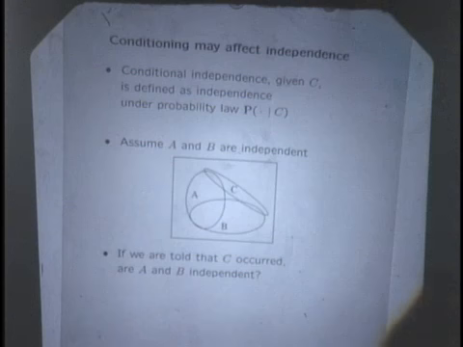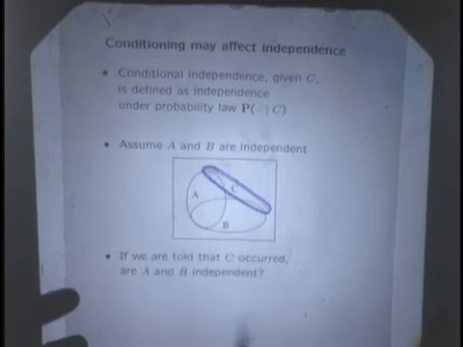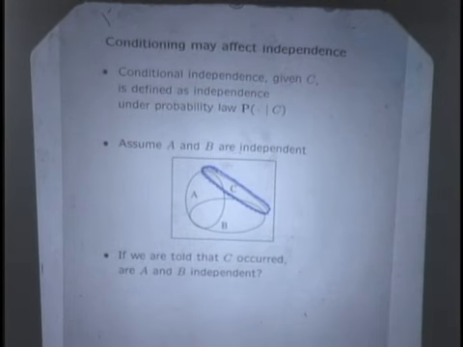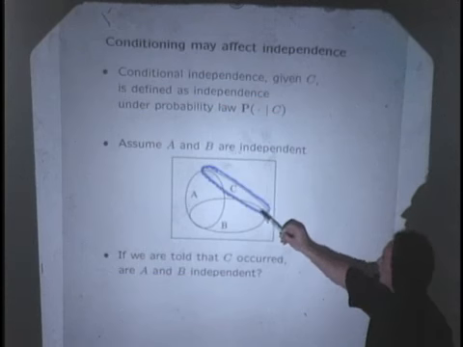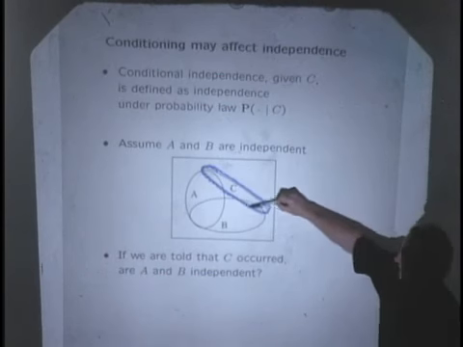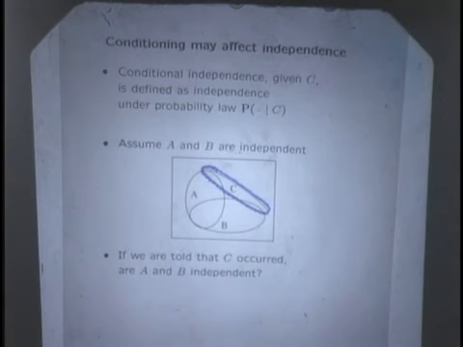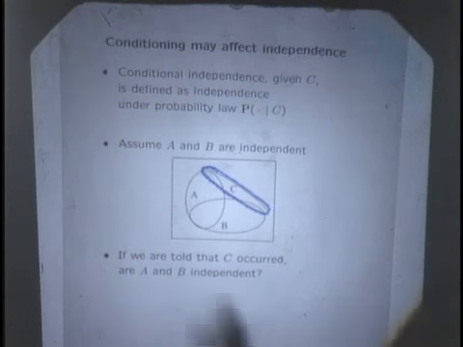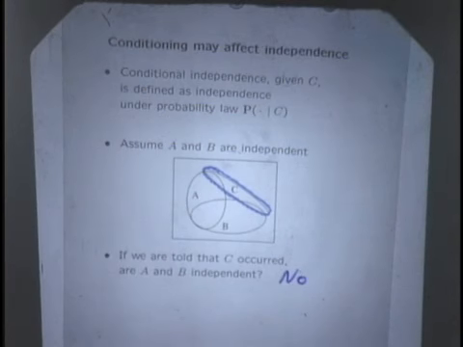Then somebody comes and tells you that event C actually has occurred. So we now live in this new universe. In this new universe, is the independence of A and B going to be preserved or not? Are A and B independent in this new universe? The answer is no, because in the new universe, whatever is left of event A is this piece, whatever is left of event B is this piece, and these two pieces are disjoint. So we are back in a situation of this kind. In the conditional universe, A and B are disjoint, and therefore, generically, they're not going to be independent.